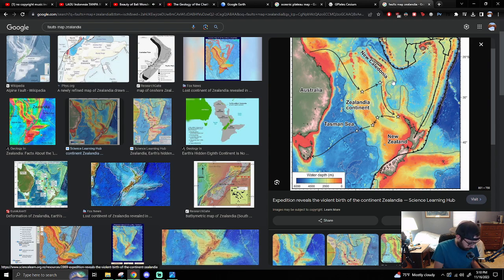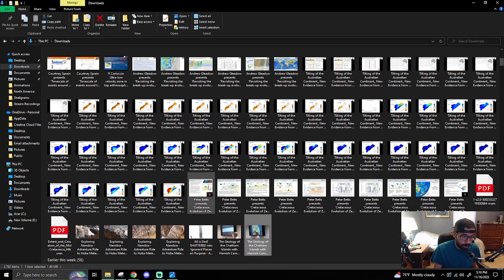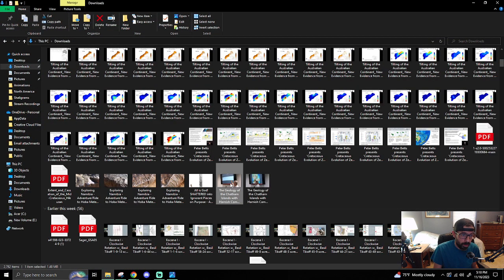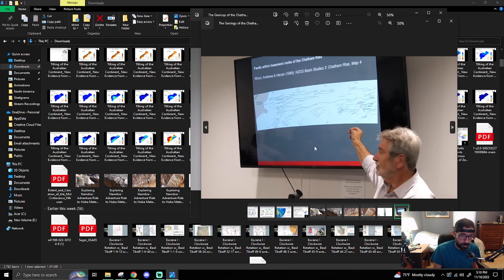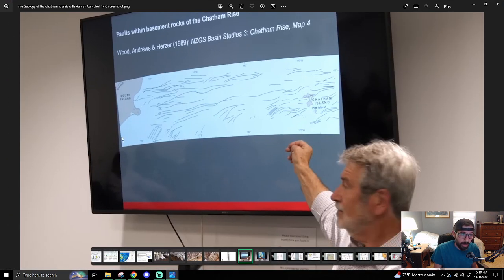Okay, the horns, let me just go over here. I only have 2 pictures from this. So there's the fault system. A bunch of faults. There's the islands, and this is all the oceanic plateau.